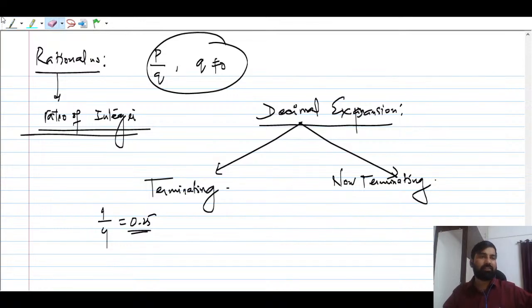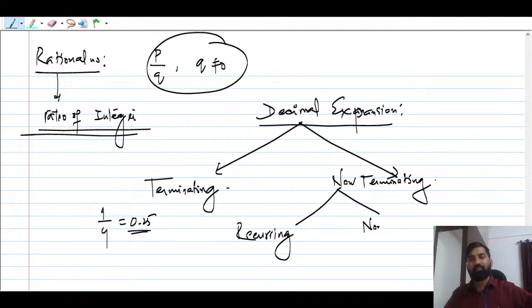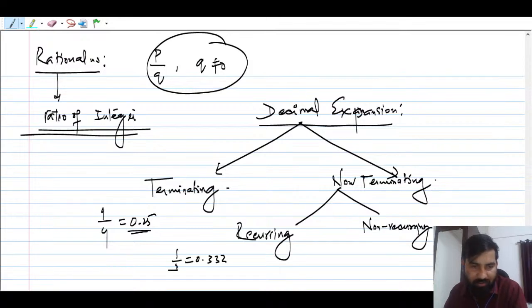But there are two types of non-terminating: one is recurring, and one is non-recurring. What is the meaning of recurring? Recurring means after the decimal point the number will be repeated, or you can say it is periodic. You can say 1/3 equals 0.33333 and so on, or 2/3 equals 0.666. You can write this as 0.3 bar. This is called recurring, so non-terminating as well as recurring.